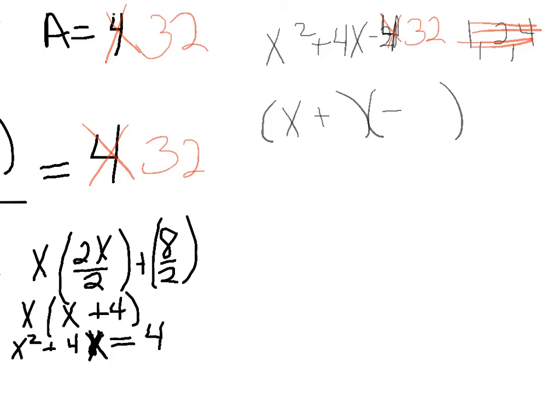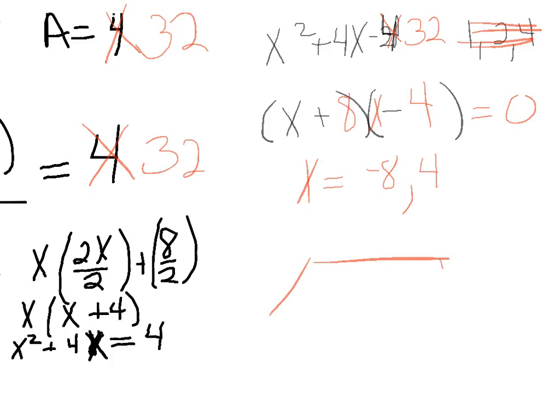That would be 8 and 4. So my big number has to go with my positive, 8. My small number with my negative, 4. So all that's going to equal 0. Now I need to find the solutions to this. So x plus 8 equals 0, so x is either equal to negative 8, or x minus 4 equals 0, so x is equal to positive 4.